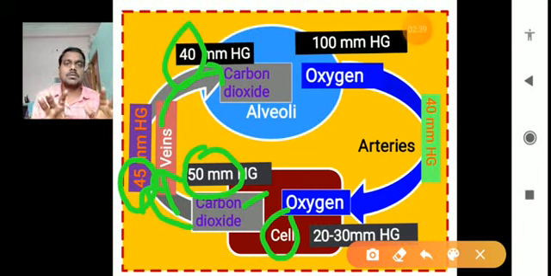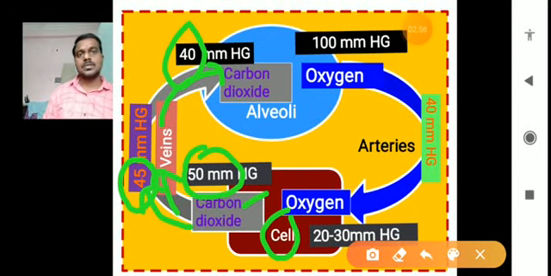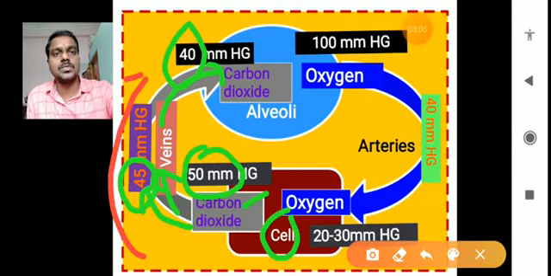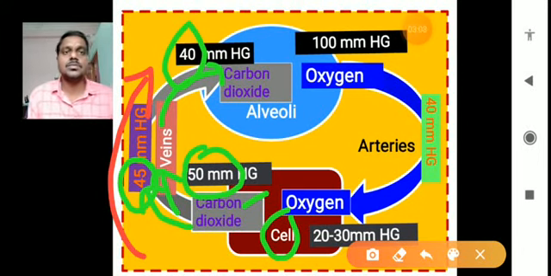So this is based on the partial pressure of carbon dioxide. Carbon dioxide is at a high level in the cell, then the veins, then the alveoli, meaning from high to low partial pressure. In the alveoli low pressure is present, so the carbon dioxide is released. This is a very important concept about carbon dioxide transport: from cells, high, to alveoli, low.